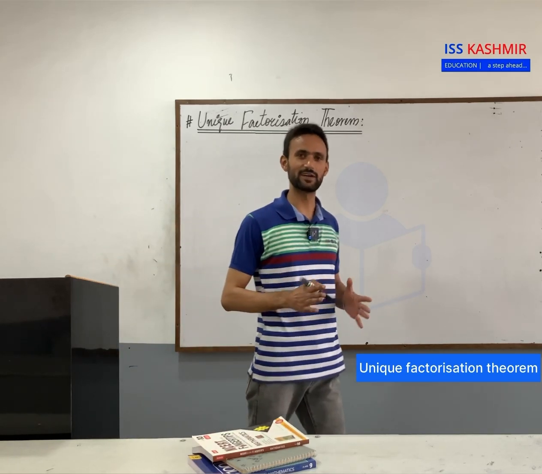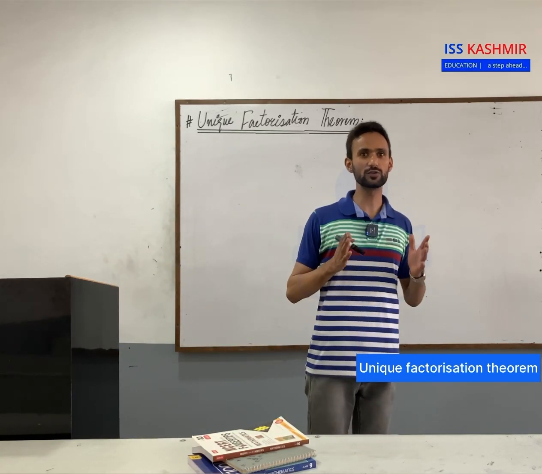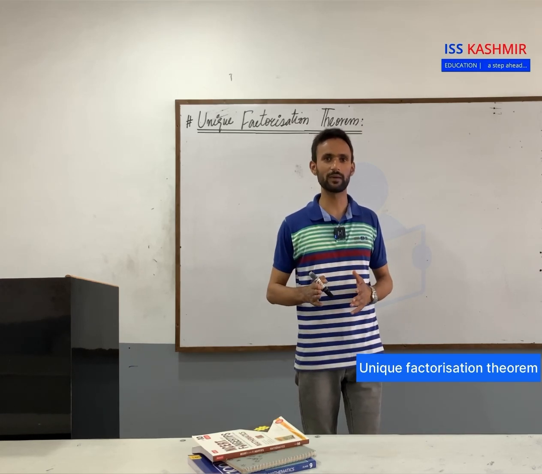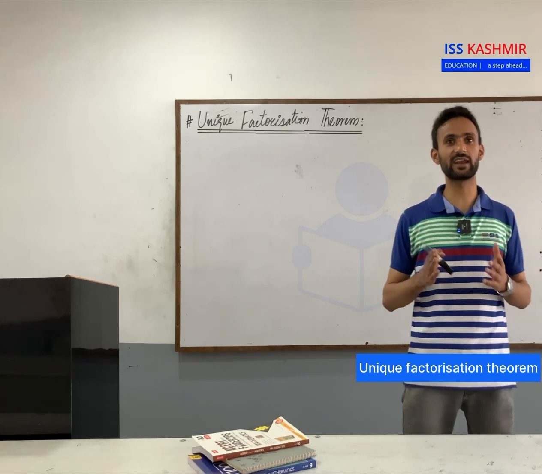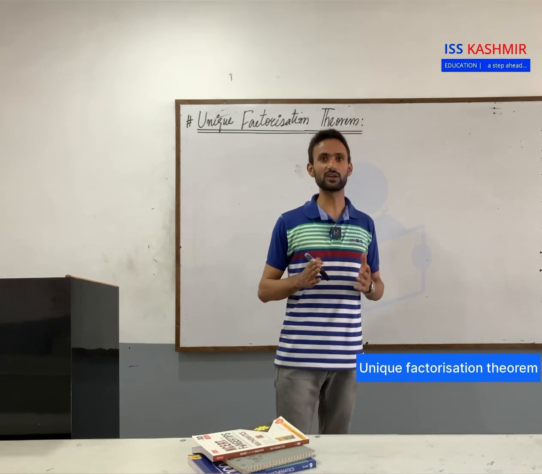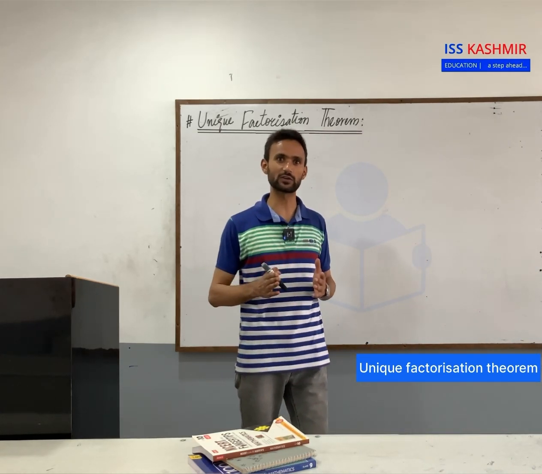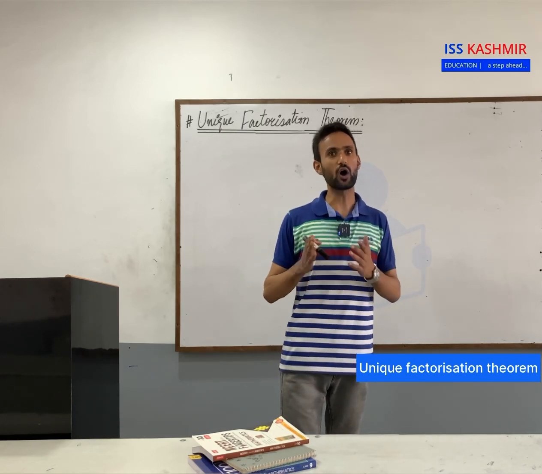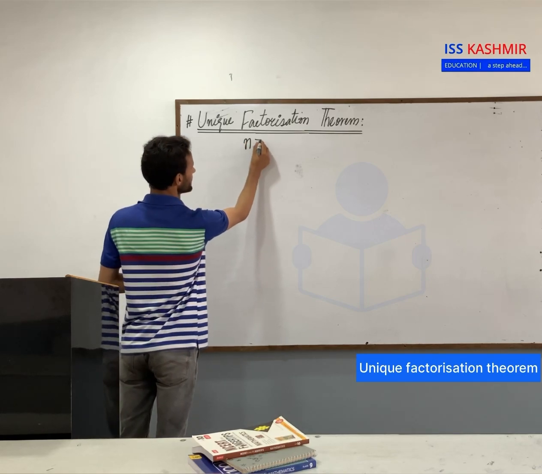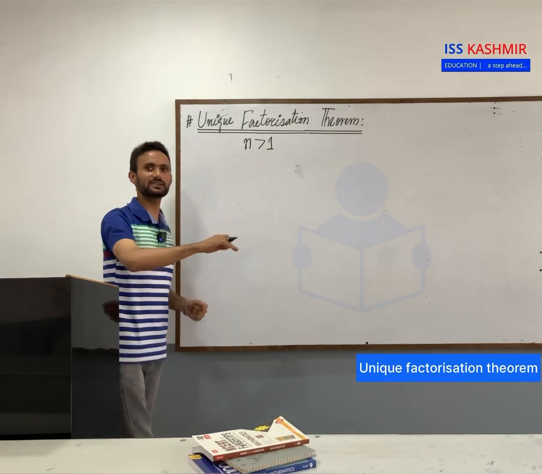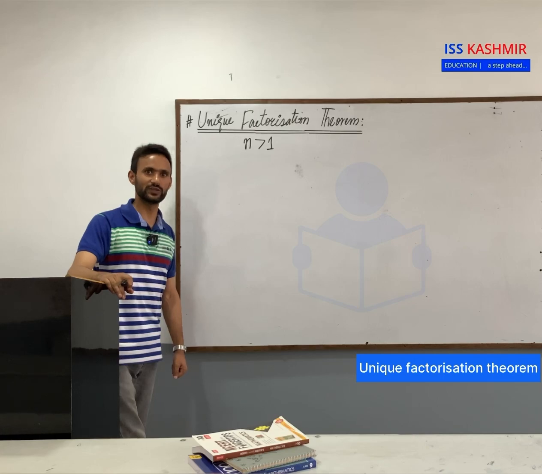In mathematics, the fundamental theorem of arithmetic, also known as the unique factorization theorem or prime factorization theorem, states that every integer greater than 1 can be expressed uniquely as a product of its primes, up to the order of the factors. That is, if we have n greater than 1, then n can be written as a product of primes in a unique way.